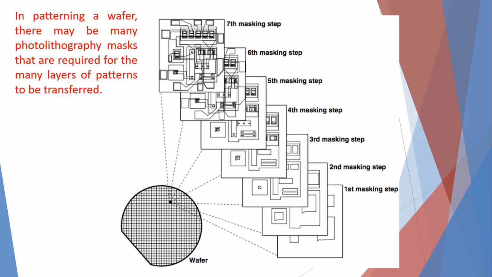So as you already saw in the previous one, that is one simple NPN transistor that we want to create. So in the patterning of the wafer, there are a lot of photolithography masks and other processes that will take place one by one. So that's why it is very important to plan the fabrication of the Si wafer.